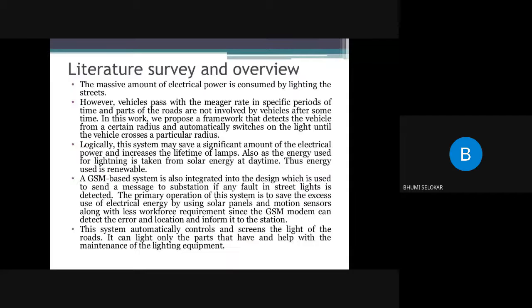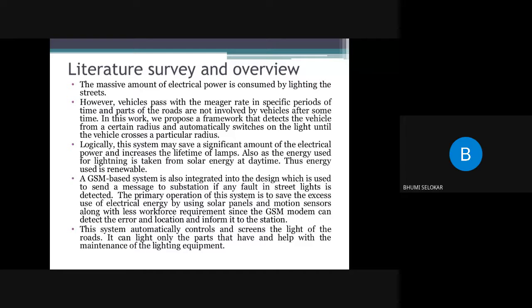Literature survey and overview. A GSM-based system is designed in such a way that it is used to send a message to the substation if any fault occurs or is detected. In the survey, it is found that a large amount of power is consumed during the lighting of the streets. Therefore, we propose a system that will detect vehicles from a certain radius and automatically switch on the light until the vehicle crosses a particular radius.